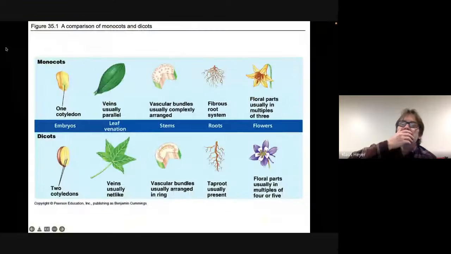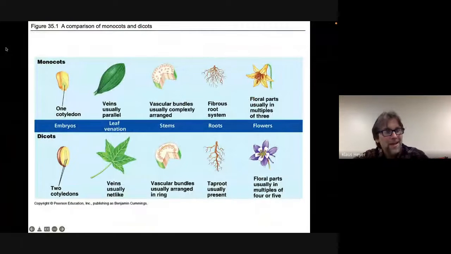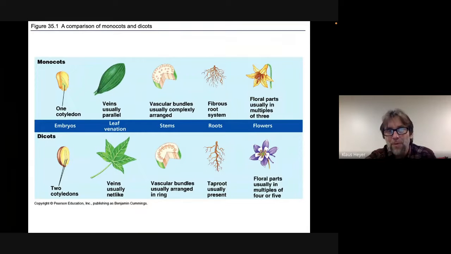So we're going to get to what vascular bundles are, but look at it again as the veins. So vascular bundles are like the veins, right? So in monocots, they're all just kind of everywhere. That would be like celery, right? They're not necessarily lined up.